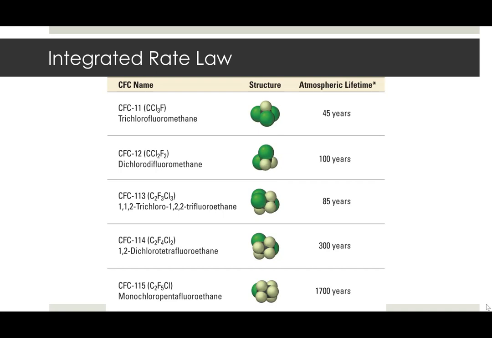So what we're going to do today is apply calculus to the rate law that we've been talking about. It's going to give us a new equation, and this equation is going to give us a relationship between the concentration of a reactant and the time that it's going to be around, how long it's going to last.